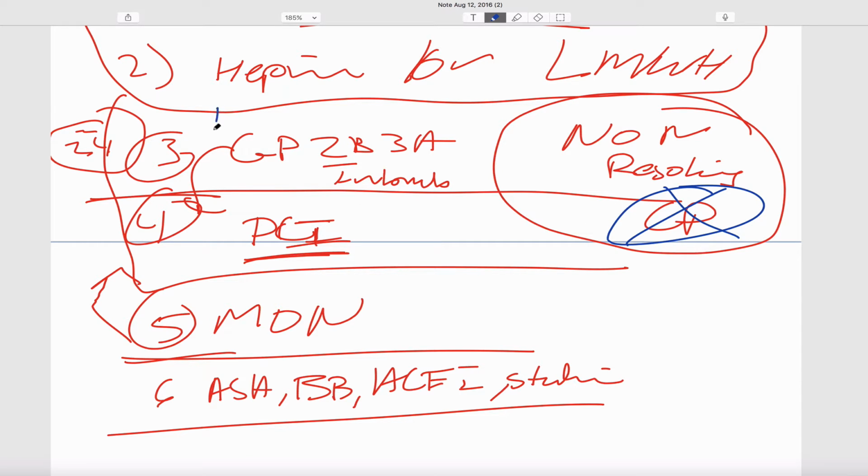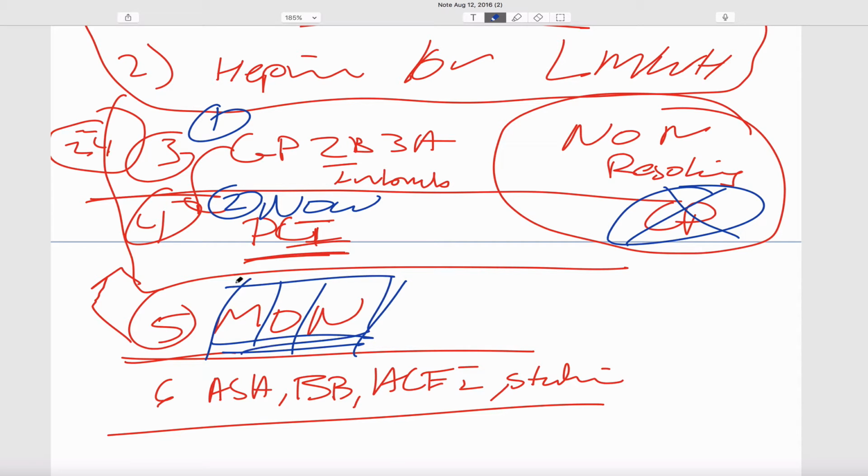What you need to do is first give the glycoprotein 2B3A inhibitor, and then take them to PCI now, as opposed to waiting the 24 hours. And what is non-resolving chest pain? That's chest pain that is still present after we've given the morphine, the oxygen, and the nitro. We can't get it down because their blood pressure is too high. They're still diaphoretic, still nauseated for whatever reason. We can't get their chest pain to go away. We probably need to take them to PCI sooner rather than later.